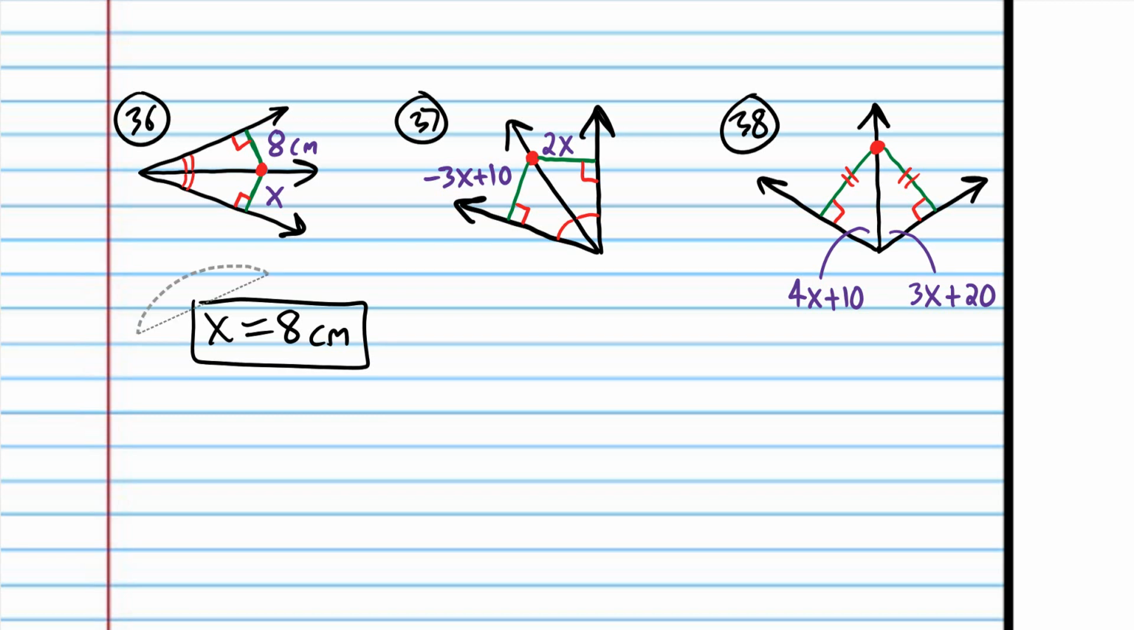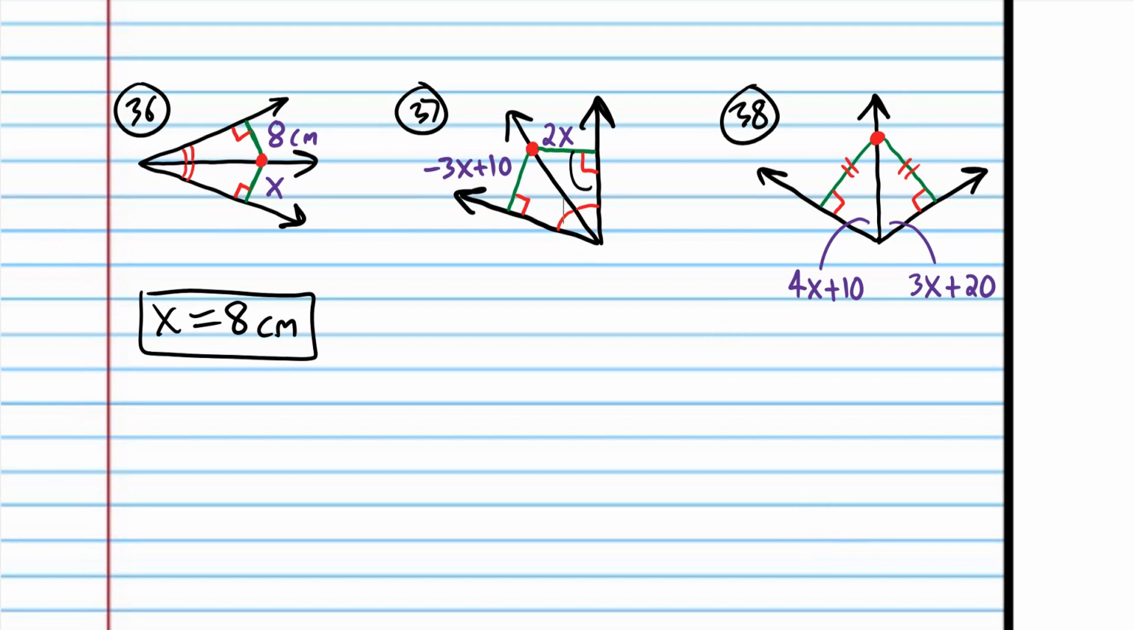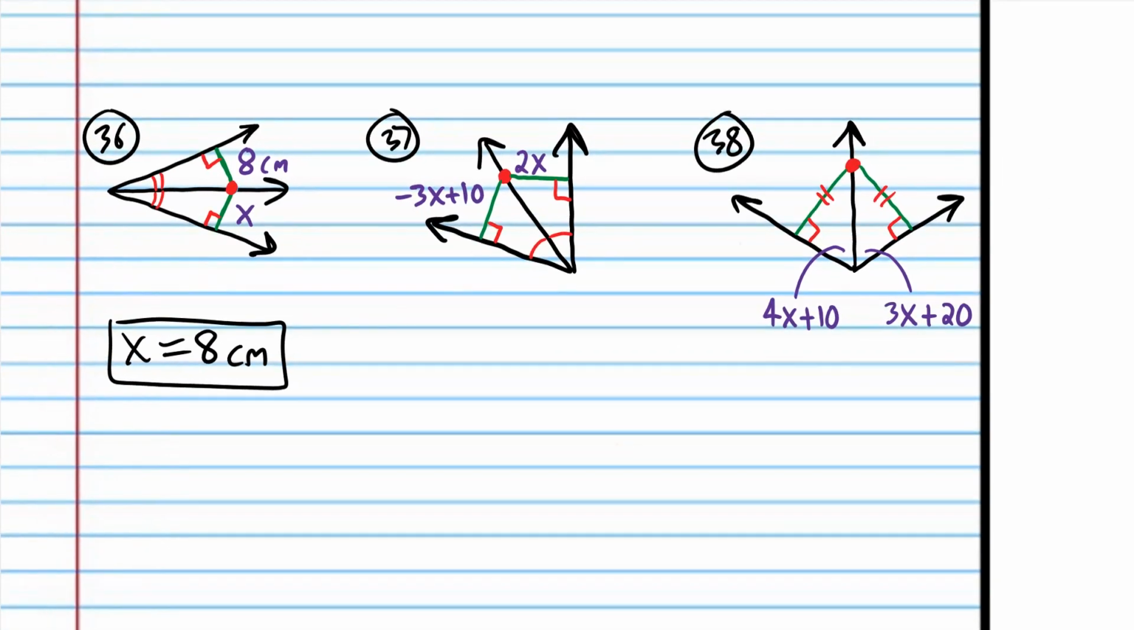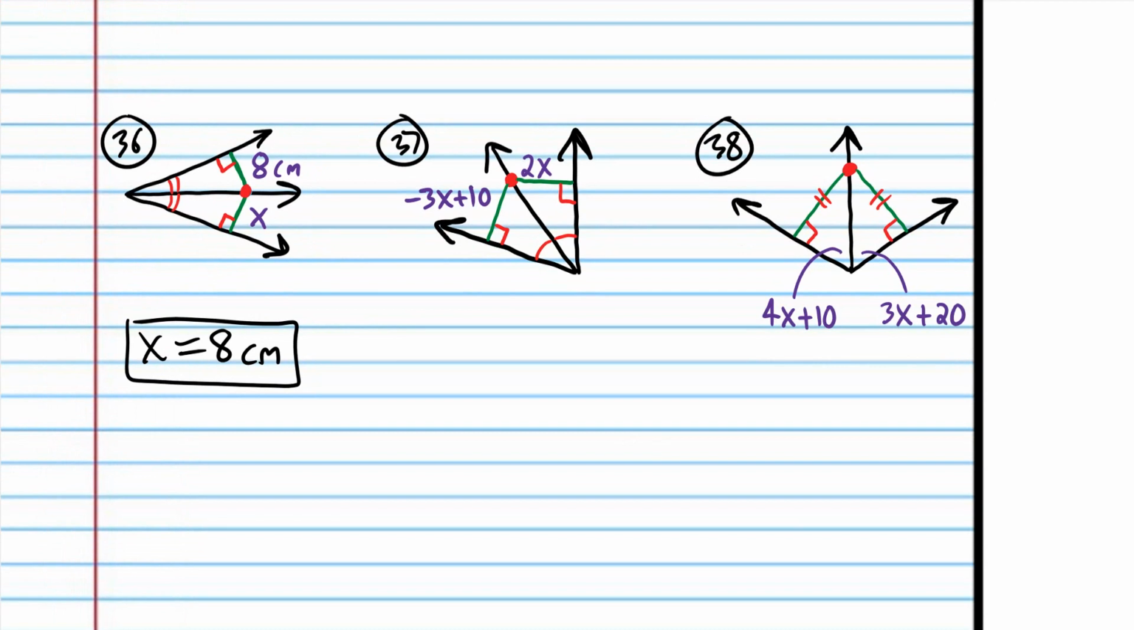All right, try number 37, and when you come back, we'll do it together. All right, we're back. I know that this point is on the angle bisector. I know this ray is the angle bisector because these angles are equal, and these angles are 90, meaning that those are the shortest lengths from the rays to the point. So by the angle bisector theorem, that means that the point is equidistant from the rays, so 2x is equal to negative 3x plus 10. Add 3x to both sides, we get 5x is equal to 10. Divide both sides by 5, and we get x is equal to 2.